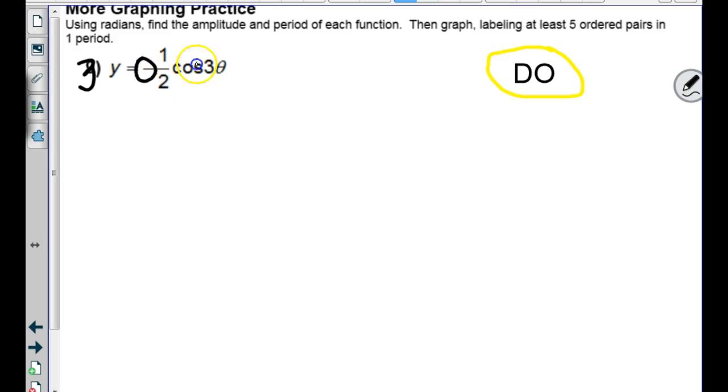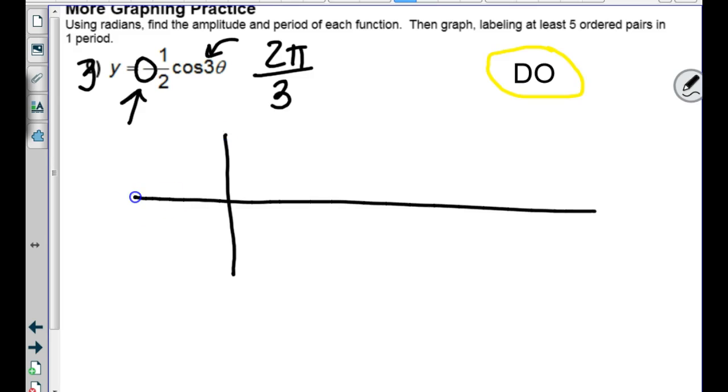Okay, 2 funkiness going on. This is a reflection, and this is not something we're real happy with, right? Because the normal period is 2 pi, and we got to divide it by 3. But this means it's flipped upside down. All right, I'm going kind of fast here. What's the amplitude? The amplitude is 1/2, so it's going from 1/2 to -1/2.